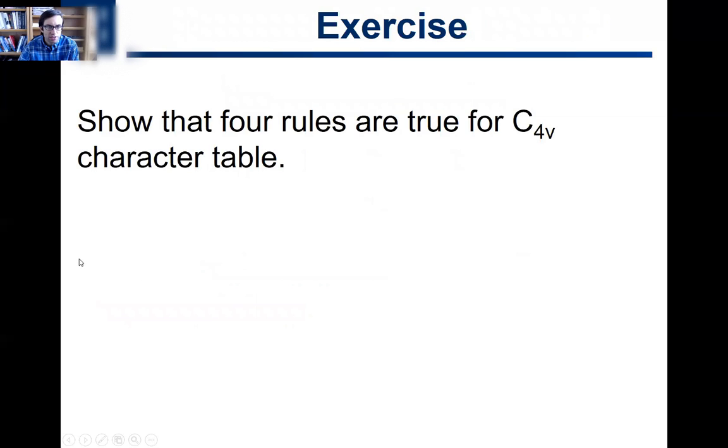What I'd like you to do is prove to yourself that the 4 rules are true for the C4V character table. So go find the C4V character table online and work through these 4 rules. Test the dot products for rule 3. Make sure it's a square-shaped matrix for rule 4, etc. And do rules 1 and 2. And so if you're having problems with this, this is a great thing that we can do together during class.